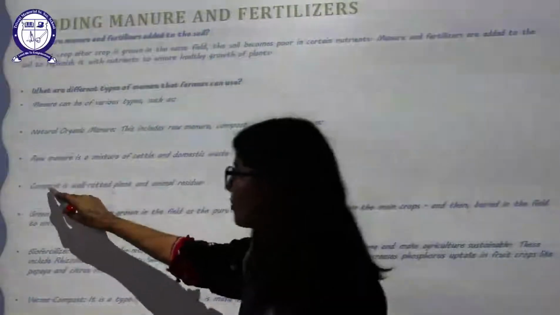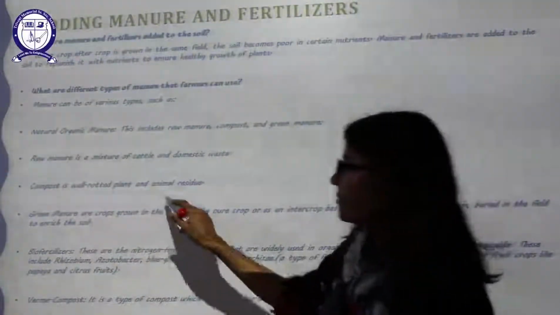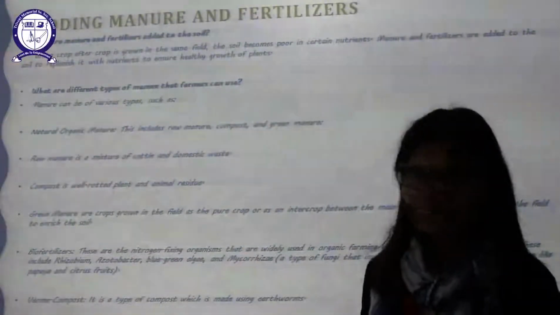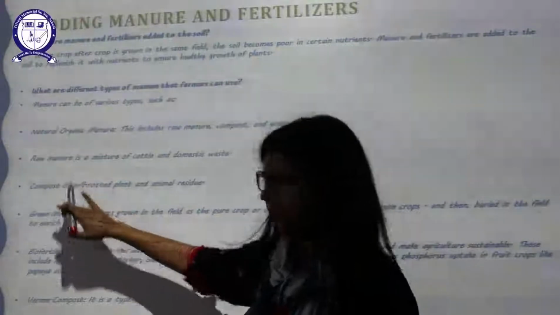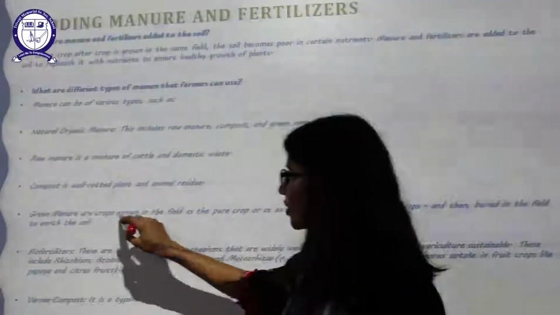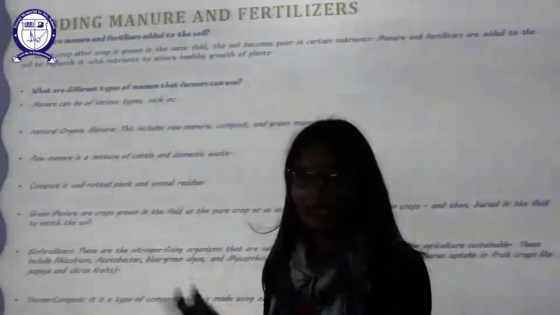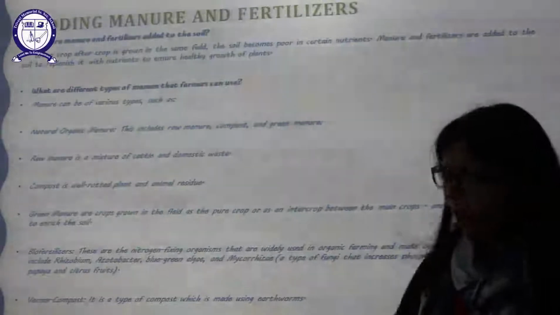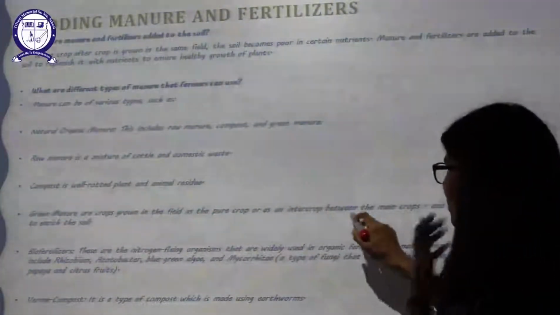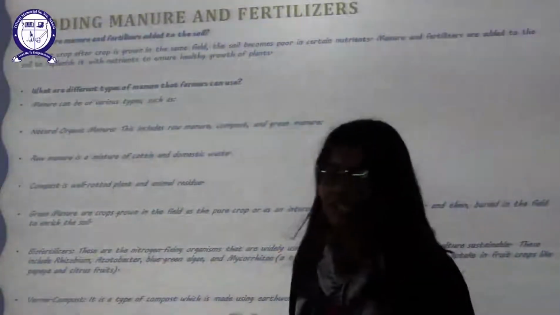Compost is the second step of raw manure. When we keep this raw manure inside the soil for a certain duration, it becomes proper compost. It is better than raw manure. Then green manure is the crop grown in the field. These are crops which are grown along with your main crop, either as a pure crop or as an intercrop between the main crop, and then buried in the soil to enrich the soil.